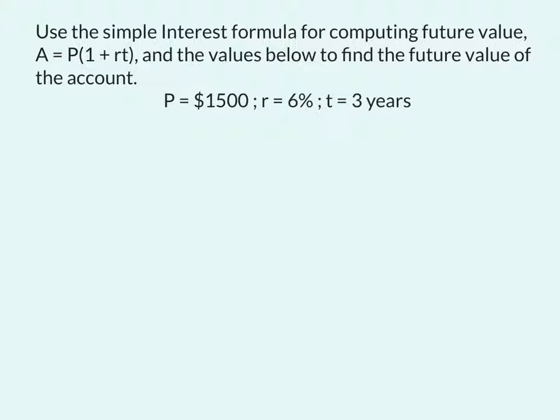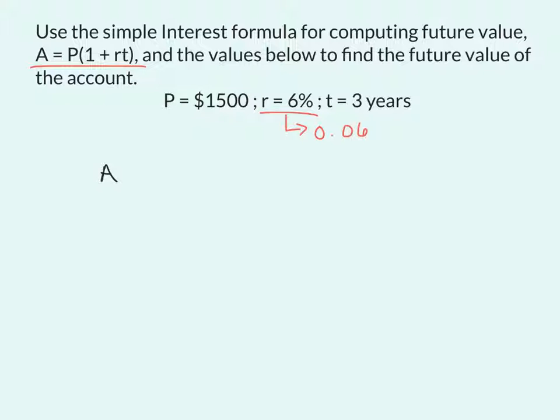Use the simple interest formula for computing future value, A equals P times 1 plus RT, and the values below to find the future value of the account. So A in our equation is the future value. We're going to plug in the values for P, R, and T and solve for A. Notice that R is a percent, so we need to convert that to a decimal first. 6% can be written as a decimal by dividing by 100, so 6% is 0.06 as a decimal. We'll take these values and plug them into the formula.